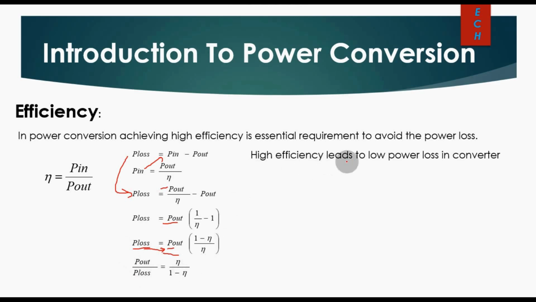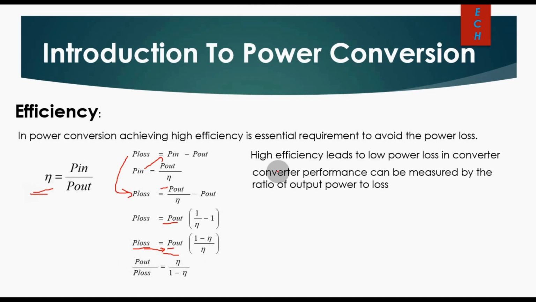High efficiency leads to low power loss in converter. If you achieve high efficiency, your power converter is less lossy or low loss. Converter performance can be measured by the ratio of output power to loss. So this is the converter performance which is measured by P out divided by P loss.